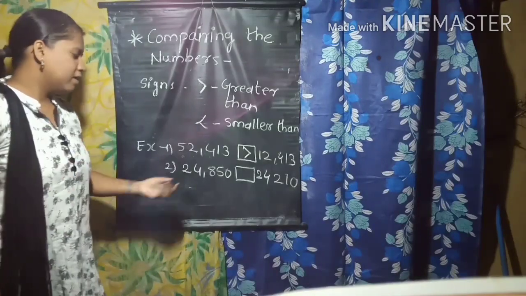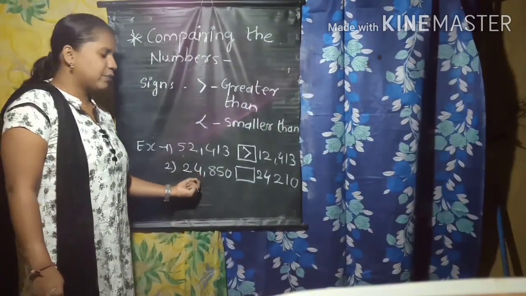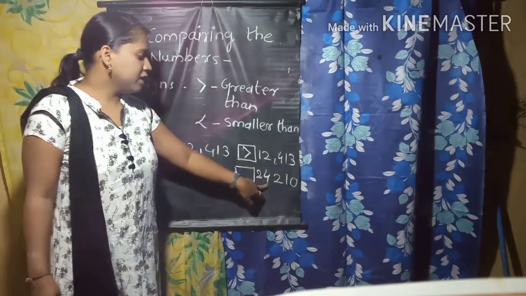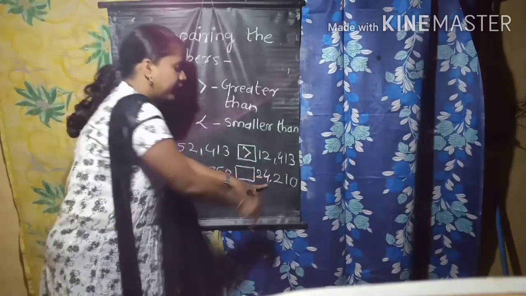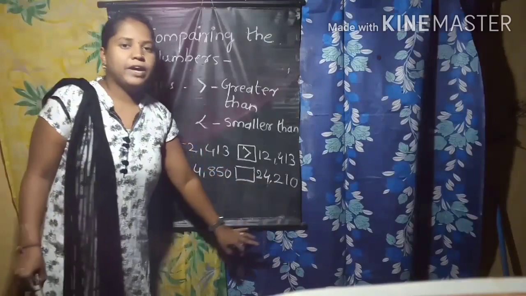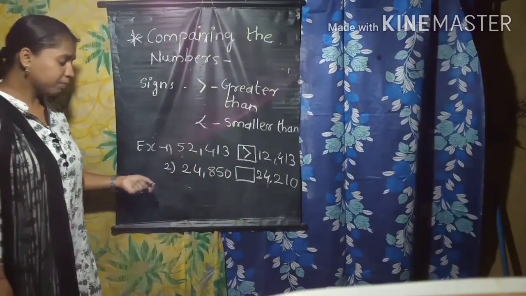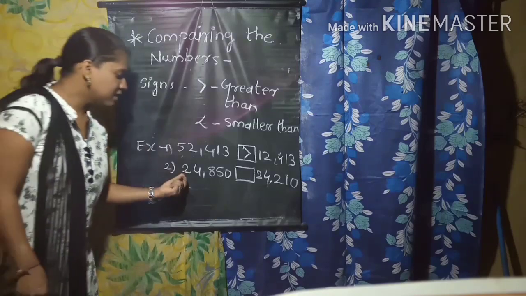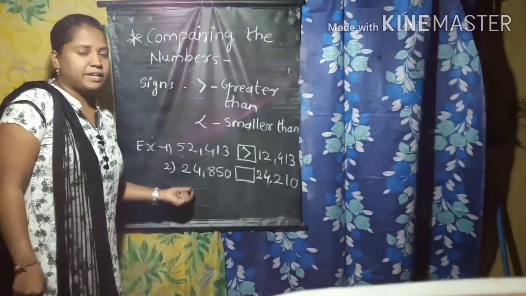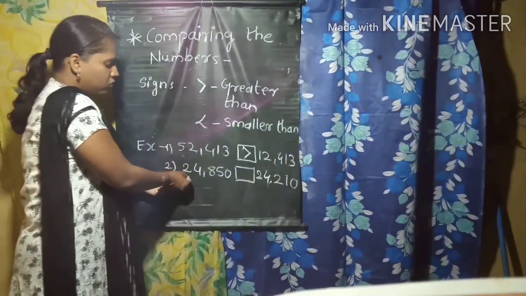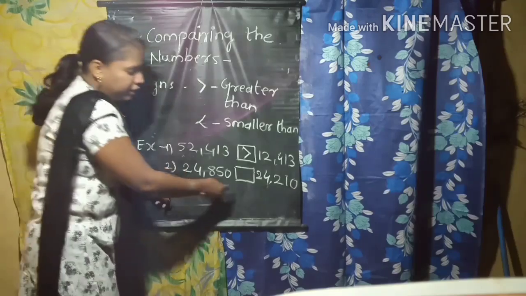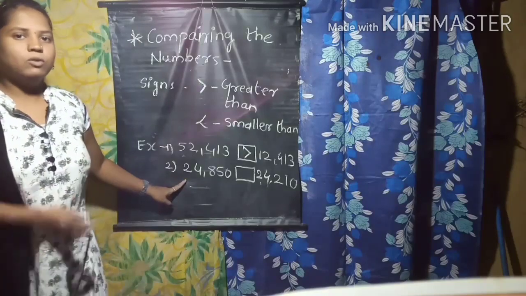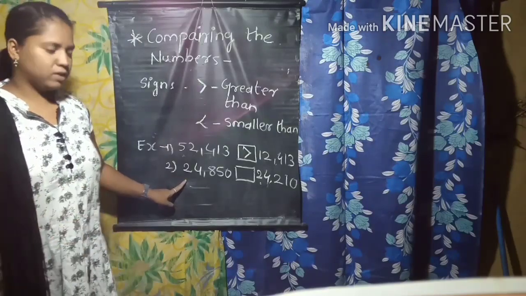So the first number is 24,850 and the second one is 24,210. Now we have to compare these numbers. As I told you, while comparing, start from the greatest place value. It is the 10,000 place here. In the 10,000 place, 2 is there. In the second number, here also 2 is there. So both sides 2 are there, which means the digits are equal.